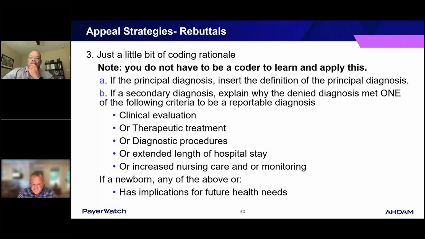If you're dealing with a newborn, and this is important because we do see a lot of newborn downgrades, there is an additional caveat that in cases of newborns, their secondary diagnosis could have an implication for future health needs. So kernicterus, patients born with hyperbilirubinemia that require UV therapy in the hospital, but monitoring for cognitive development, those sorts of things would qualify.